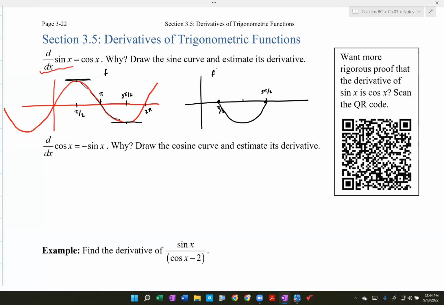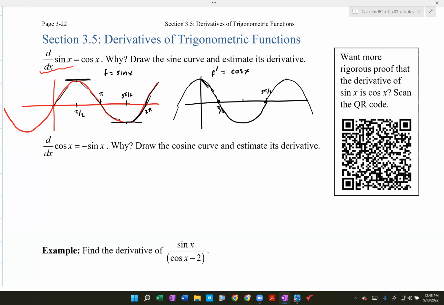Where'd f double prime there? That should be f prime, right? And then we have increasing slopes here, and so we have an increasing function there. We have an increasing function there, so we're positive there, and we might notice that indeed what we get is something that looks like the sine curve. So if the original function is sine of x, then the derivative function is cosine of x.